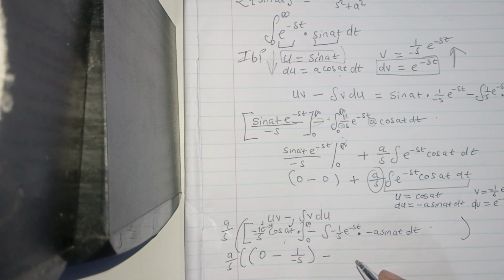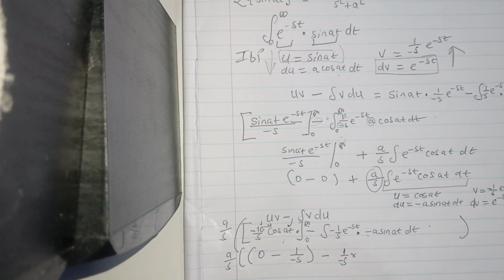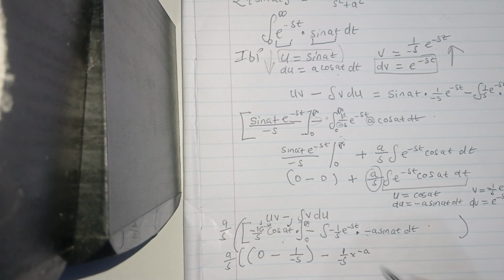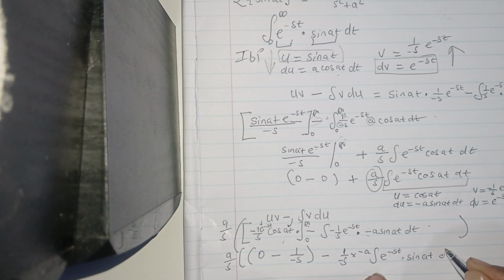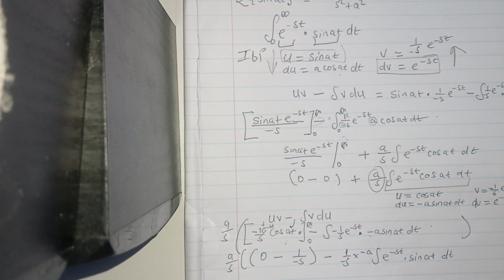Now minus 1 over s, minus 1 over s multiplied by, let us take this negative a out. So it's negative a, integral e^(-st) sin(at) dt. Right. So now with this, we just have to know that we have what we had at the beginning.